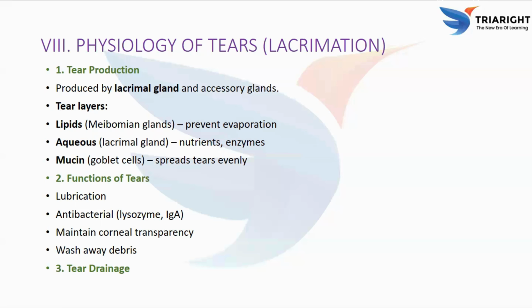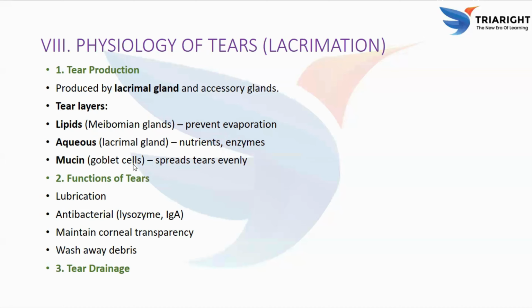Water, nutrients, enzymes and also the antibodies. So nutrients like glucose, enzymes like lysozyme and antibodies especially like IgA. So what is the function? It nourishes the cornea and flushes out the debris.